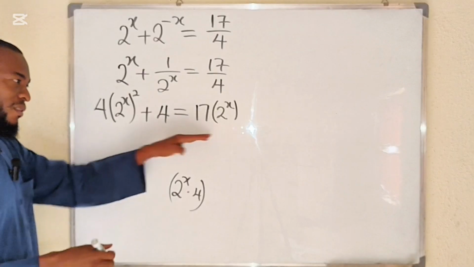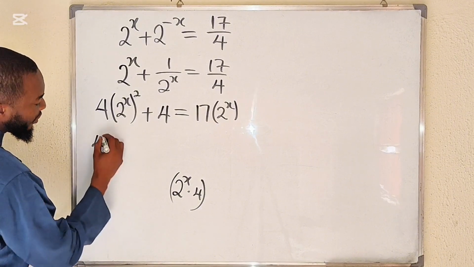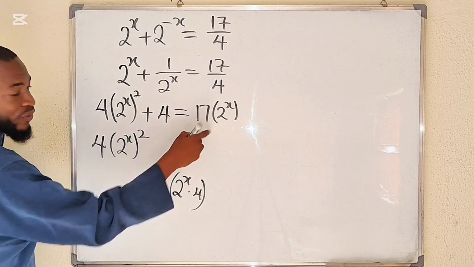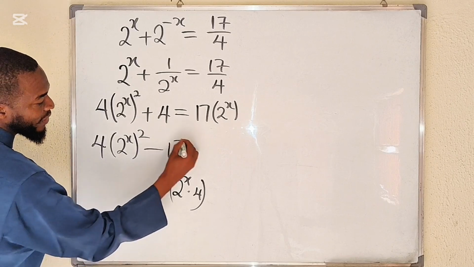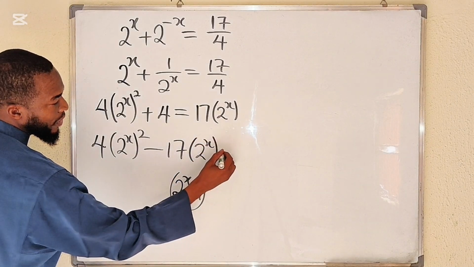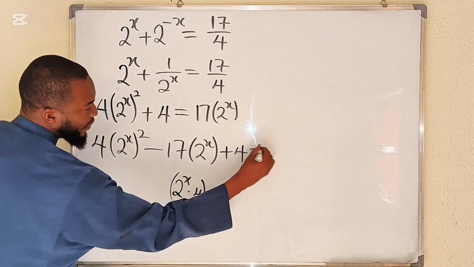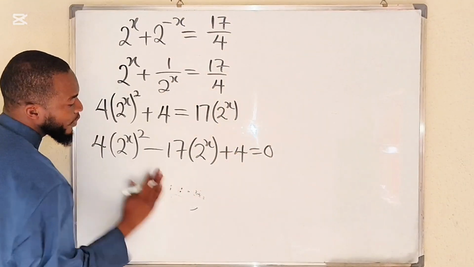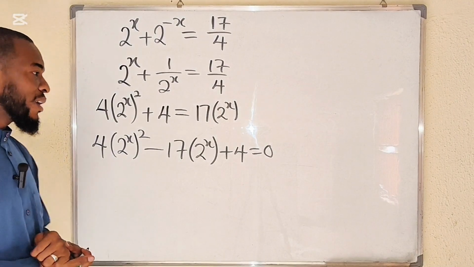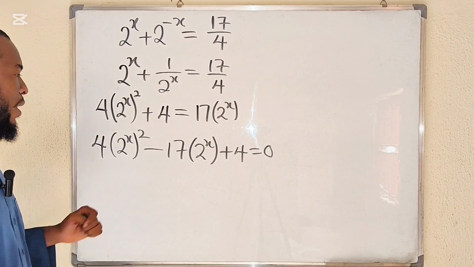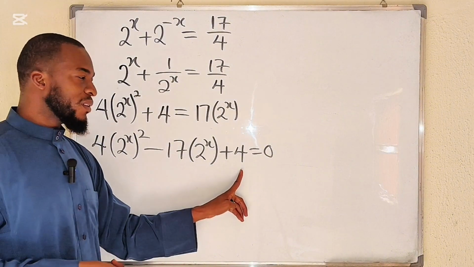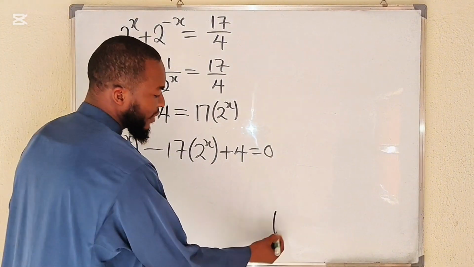Let me bring this term to the left hand side. We have 4 times 2 to the power of x squared. As this crosses over, it becomes negative 17, 2 to the power of x, then plus 4. Everything here equals 0. This is a quadratic equation in terms of 2 to the power of x, which can be factorized. First of all, we have to take the leading coefficient and multiply by the constant term, which is going to give us 16.